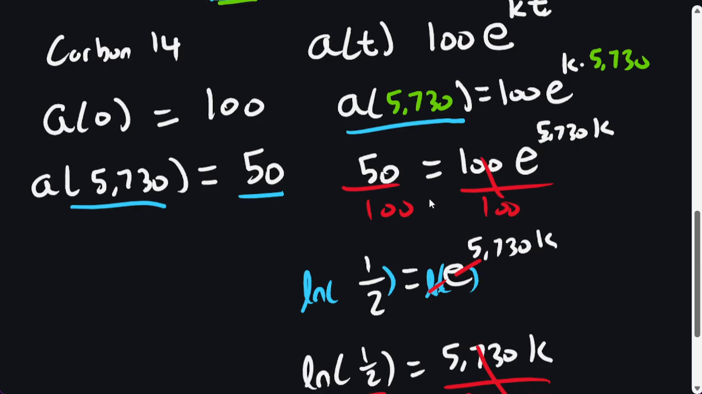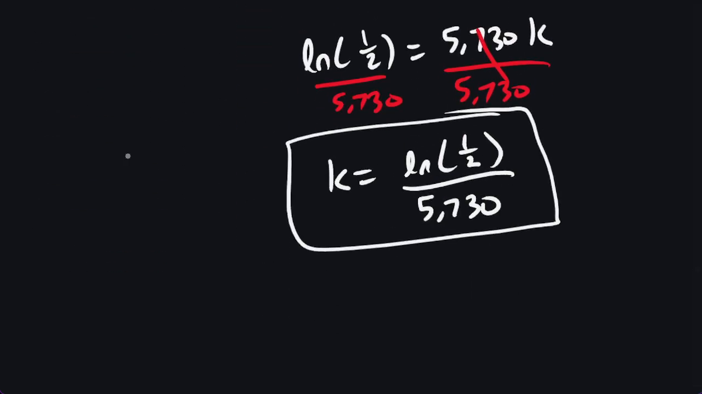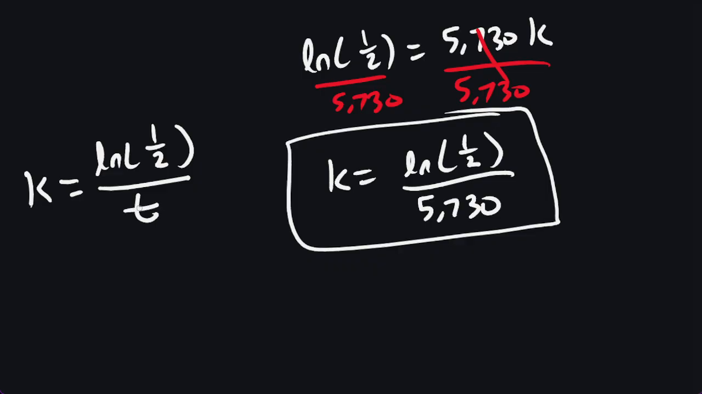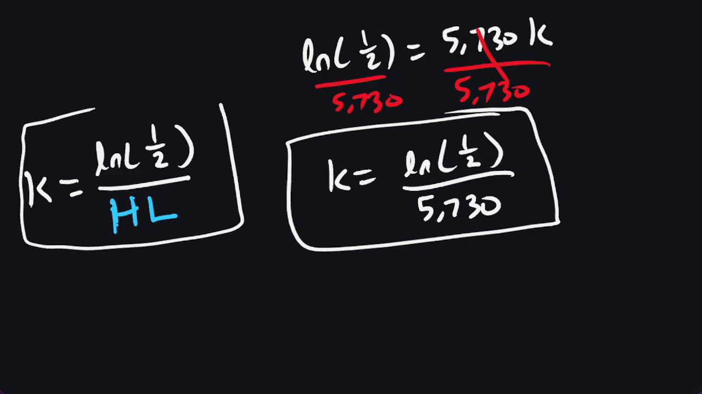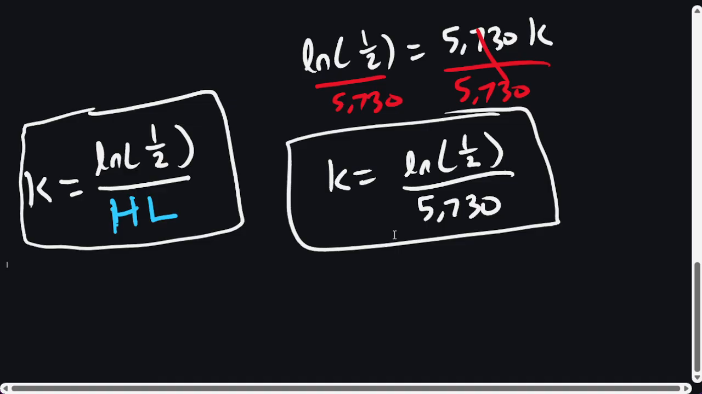And you might notice that just in general, k will always be ln of a half over your half-life. I'll just write half-life as HL, half-life in years. So this will always be your k. So if you know the half-life of your substance, then k, your constant in the exponential function, will be ln of a half divided by that half-life. So that's a more general formula.